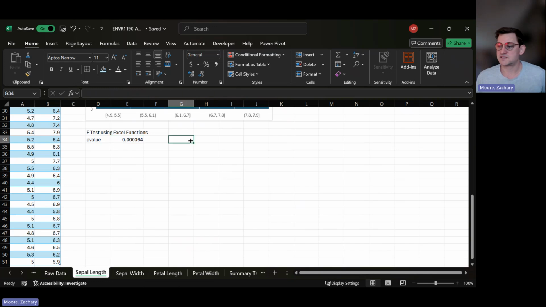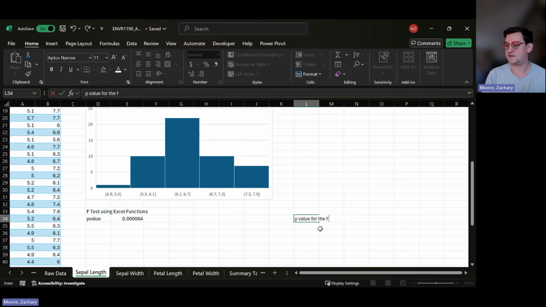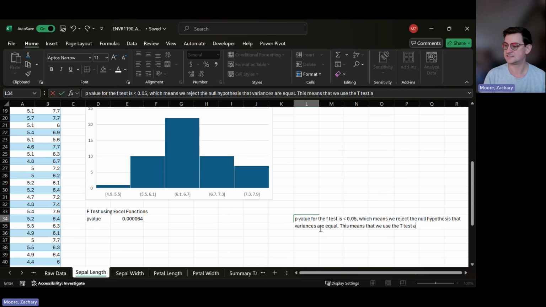So what that means is that I'm going to write this just in the same column here: our p-value for the F-test is less than 0.05, which means we reject the null hypothesis that variances are equal. This means that we use the t-test assuming unequal variances.